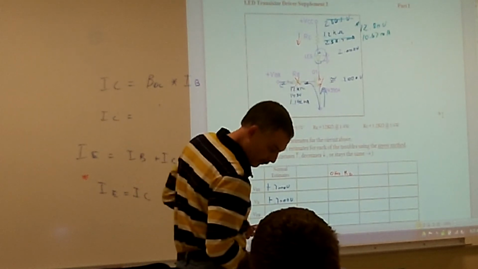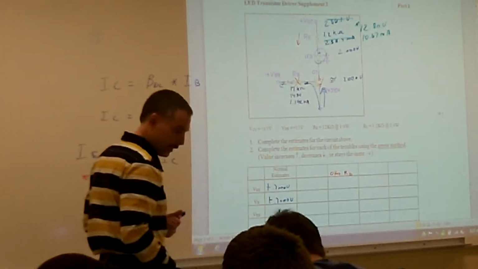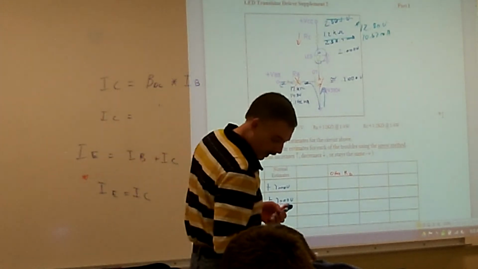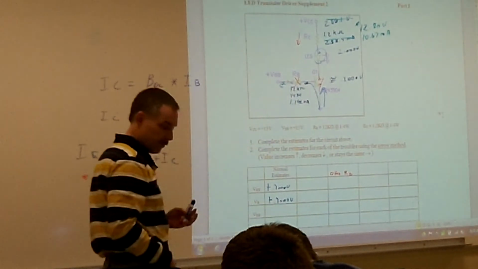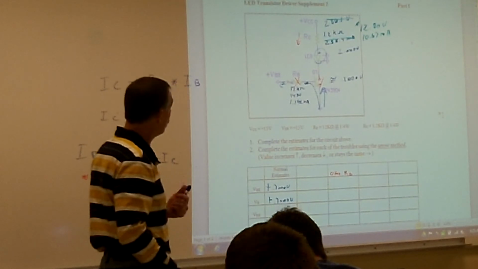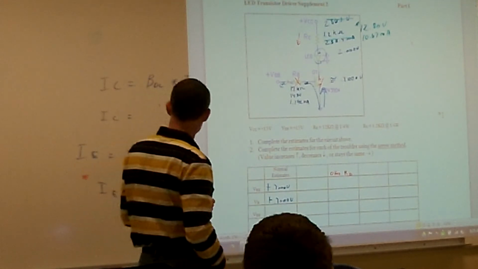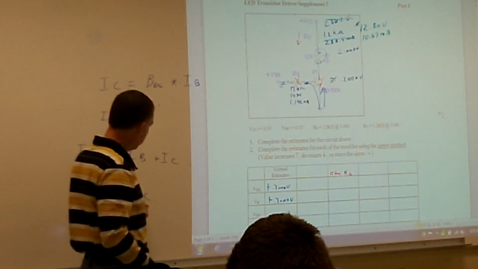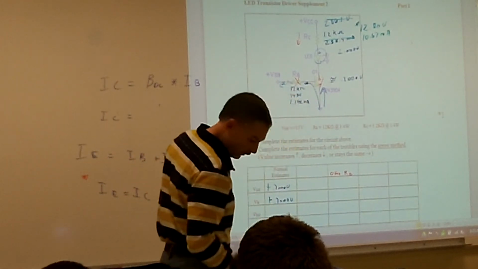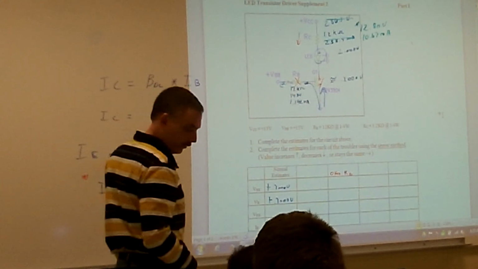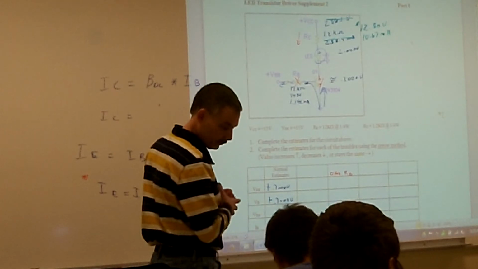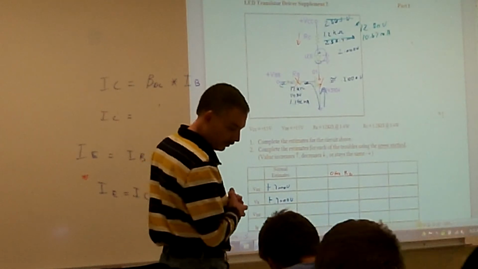And then what's going to happen to my current going through my emitter? 0. So that would go down. My current going through my collector would be what? 0. Yep, that would also be 0. So if IE is 0, then IC is most likely 0. So that one would go down. Then the current going through my LED, what would happen to that? Go down to 0.